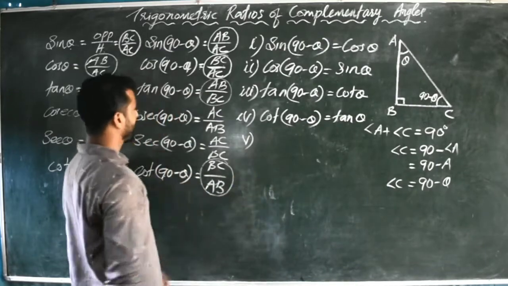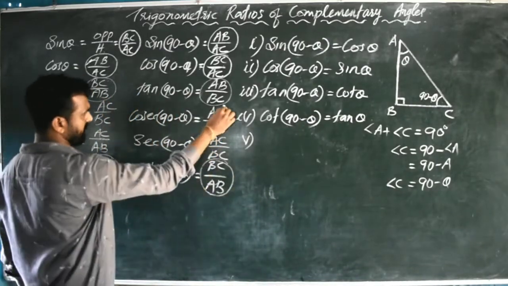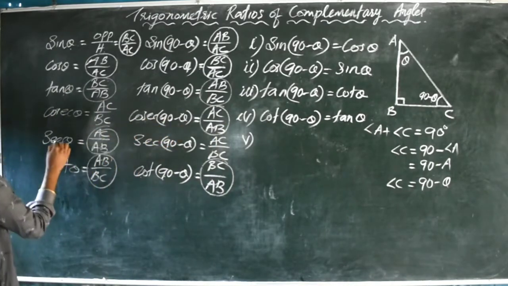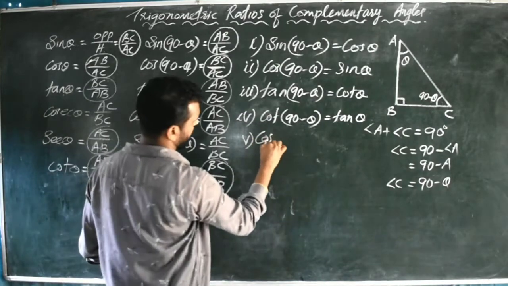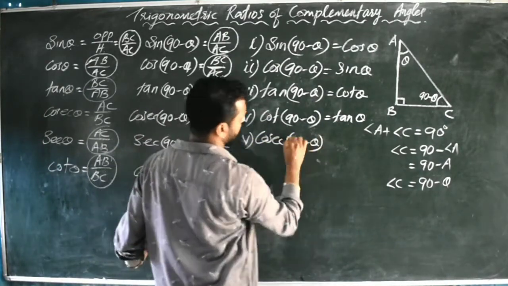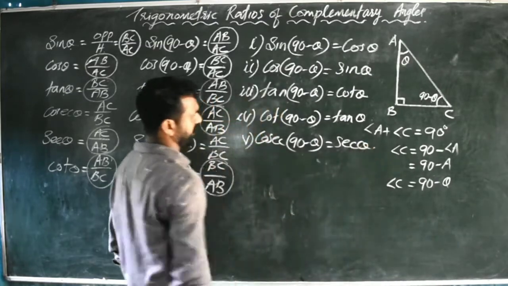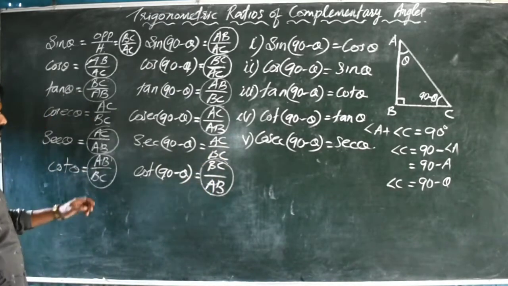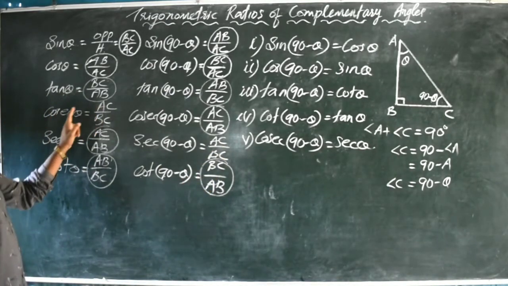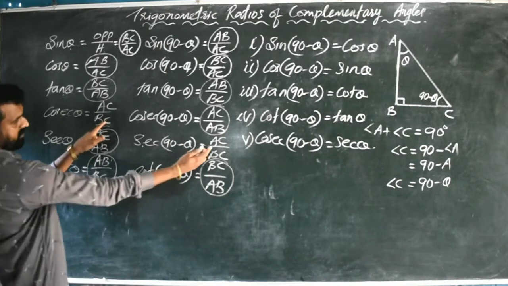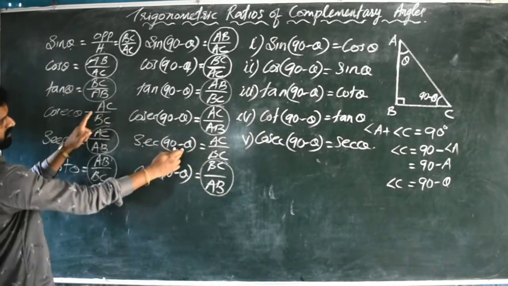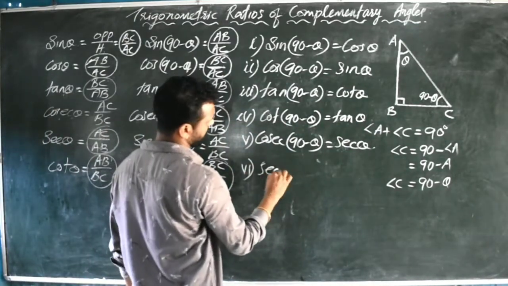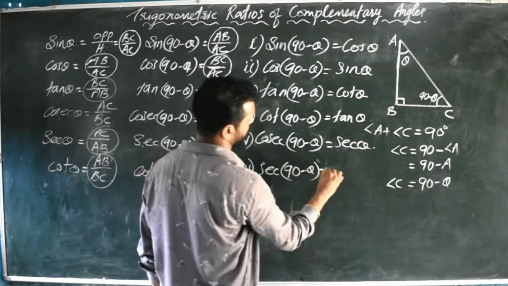Number 5, cosec 90 minus theta is AC by AB. AC by AB is here, so cosec 90 minus theta is equal to sec theta. Then next one, sec 90 minus theta is AC by BC. Cosec theta is equal to AC by BC. So sec 90 minus theta is equal to cosec theta. That is the sixth formula.